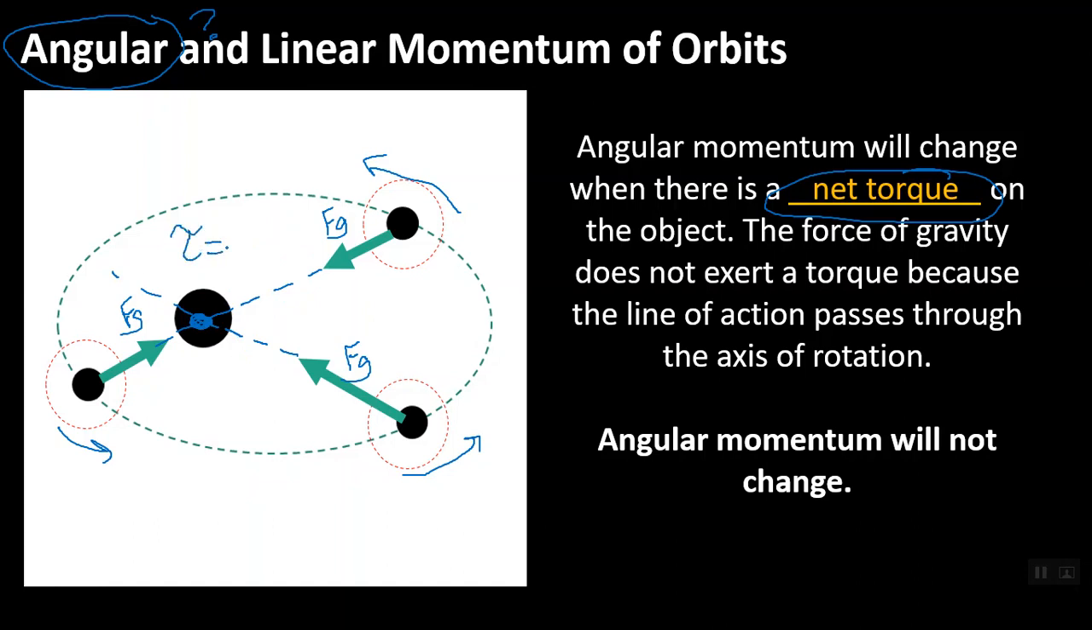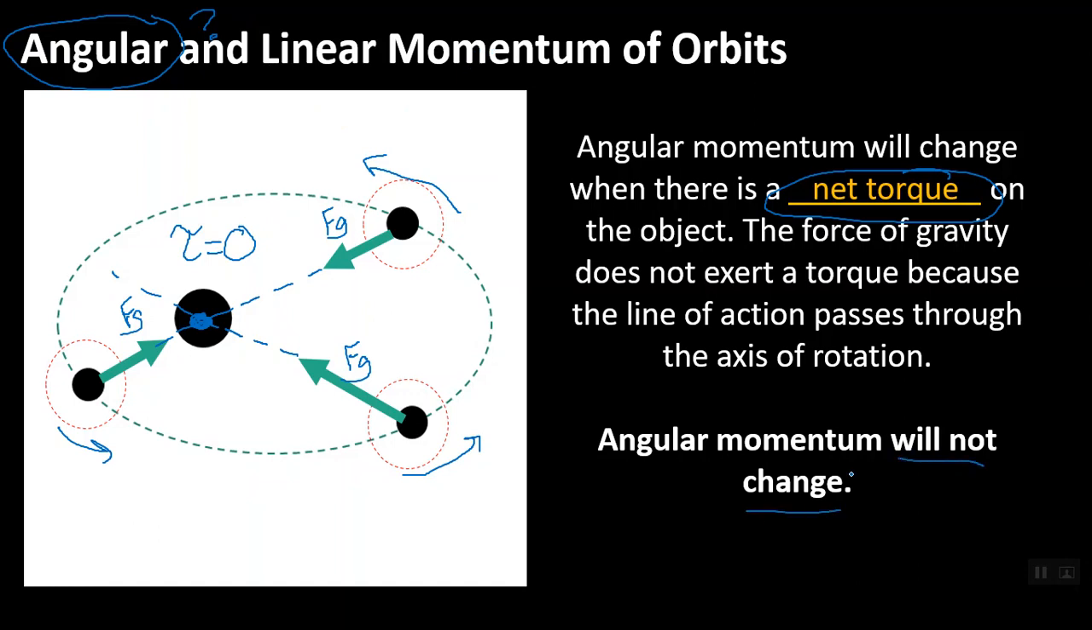Notice this external force is always directed through the axis of rotation. So even though there is a net force, there is no net torque. So the angular momentum of this planet actually will not change. It is going to remain entirely constant. The linear momentum will change, but the angular momentum will not.